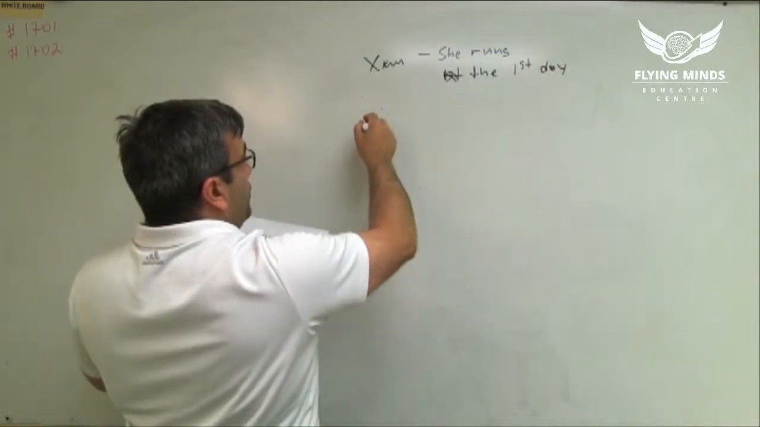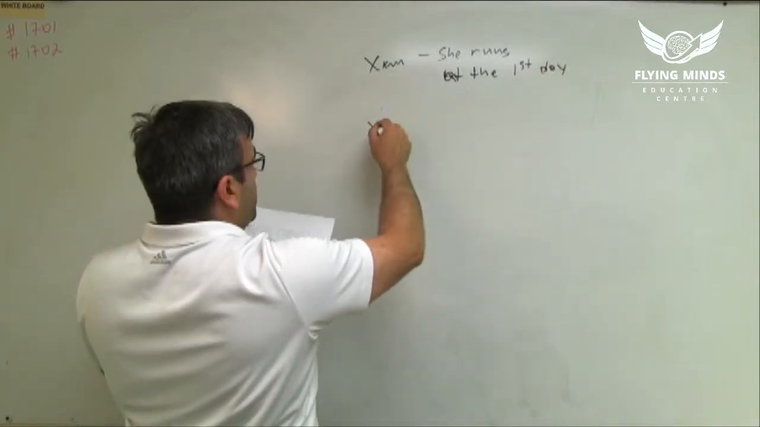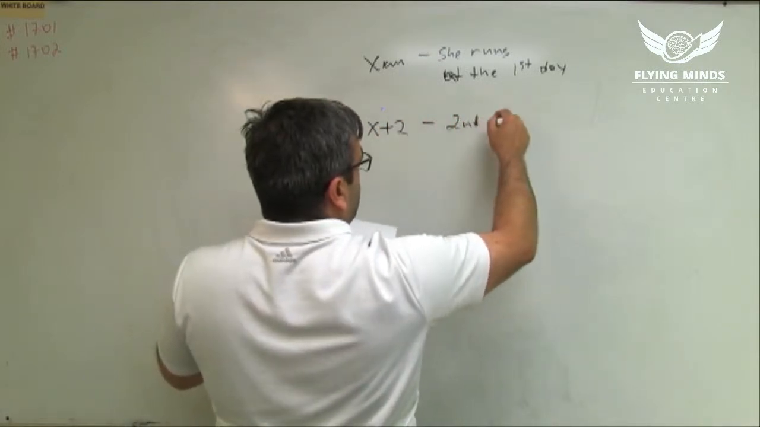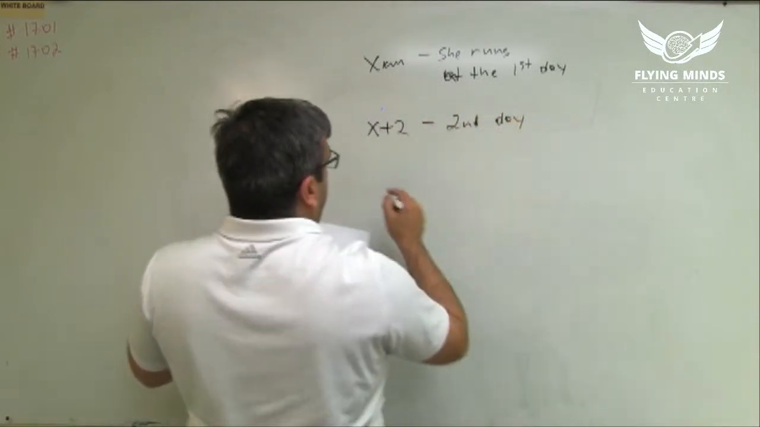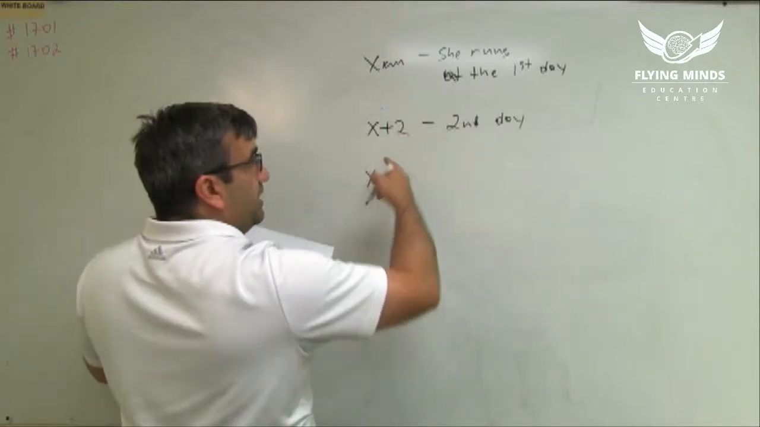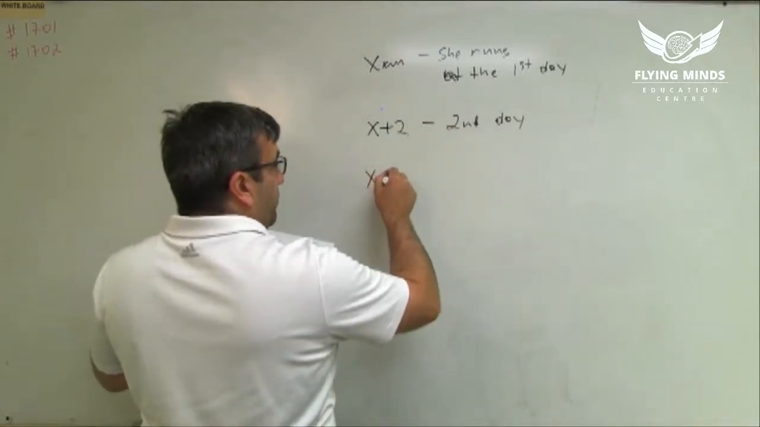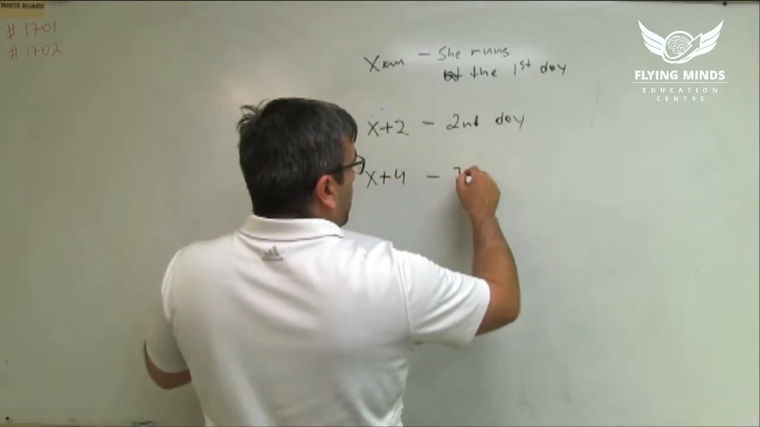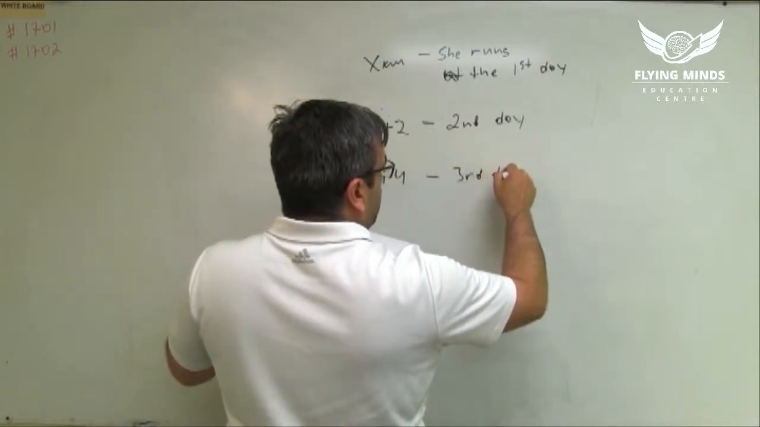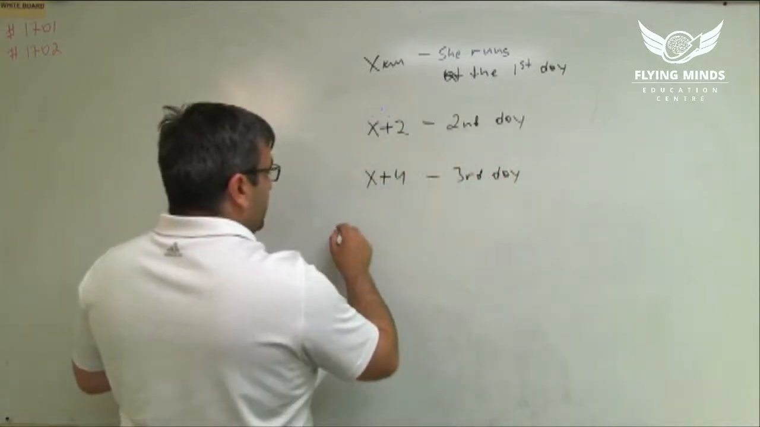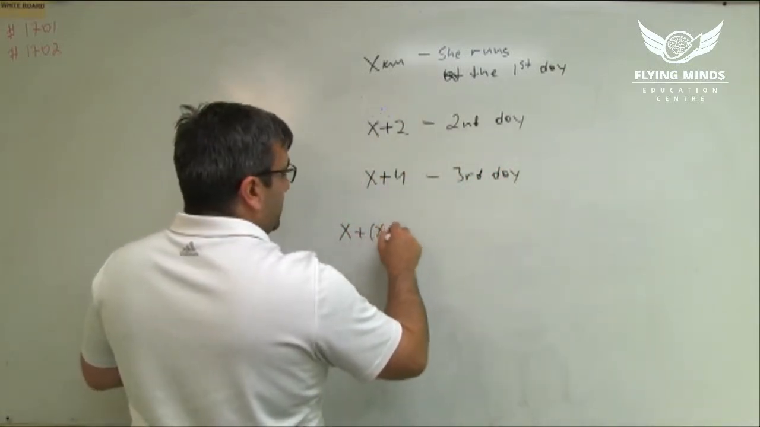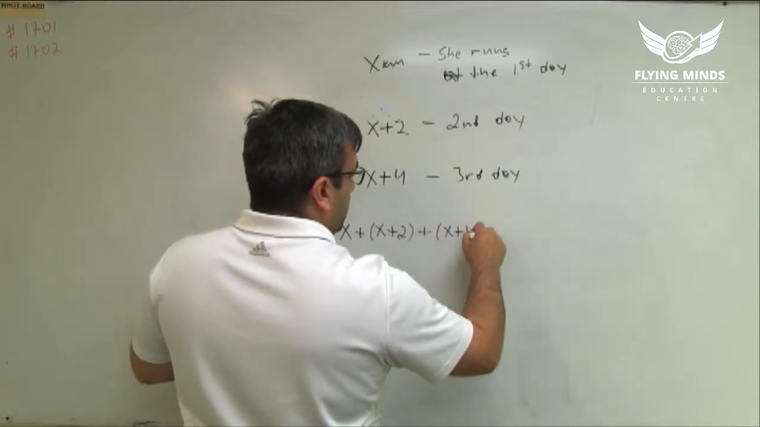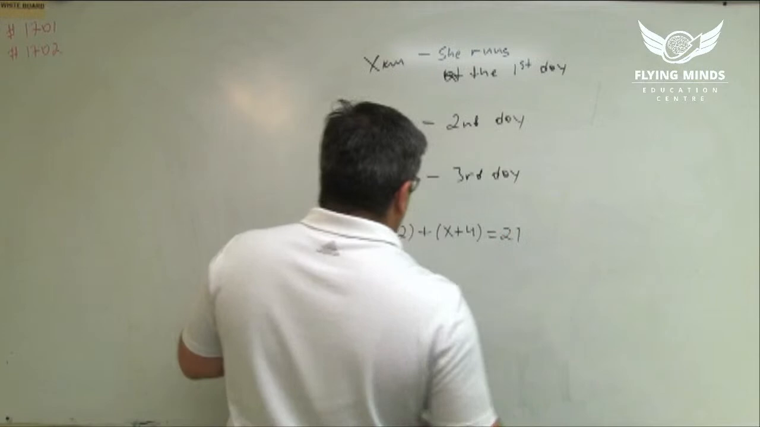Then on the second day she runs 2 kilometers more, right? Second day. And 2 more on the third day, right? So it will be plus 4. Third day. So in 3 days, she ran a total of 21 kilometers, right?